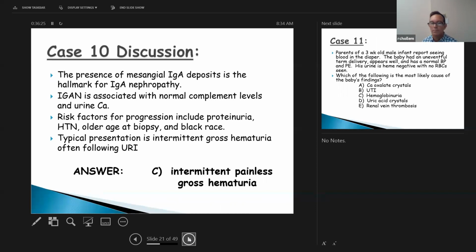What's the second one? What else can do it? In a male. Not in a female. Yeah, Megan, did you say? Alport syndrome, good.